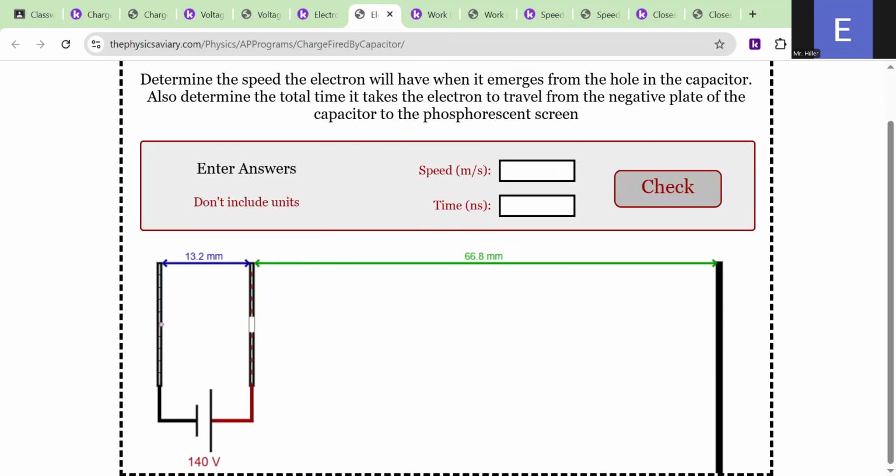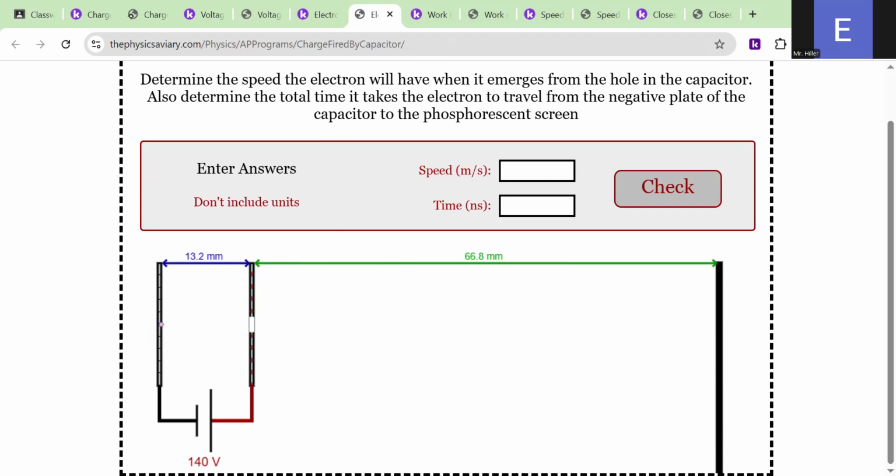So in this one here, we're going to get an electron that's going to start from rest from the negative plate. So there's a negative plate over here. It's going to accelerate over here to the positive plate on the other side, and then it's going to fly across to that screen, in my case, 66.8 millimeters away, at a constant speed. So it's going to accelerate in the first region and move at a constant speed in the second region. So our first job is to find the speed when it emerges from the hole, and then the second thing we do is find the time it takes to travel the whole way.